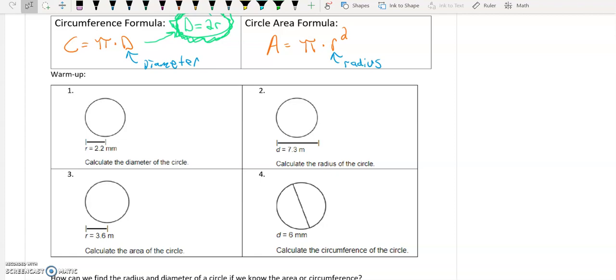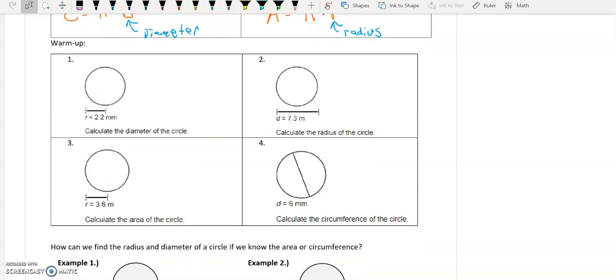Last week on Thursday, we got these two formulas, and we looked at them saying, okay, if this is your diameter, what's going to be your circumference? Or if this is your radius, what's your area? Things like that. We're going to build on that understanding and make it a little more complicated. So first, I have a little bit of a warm-up here for you.